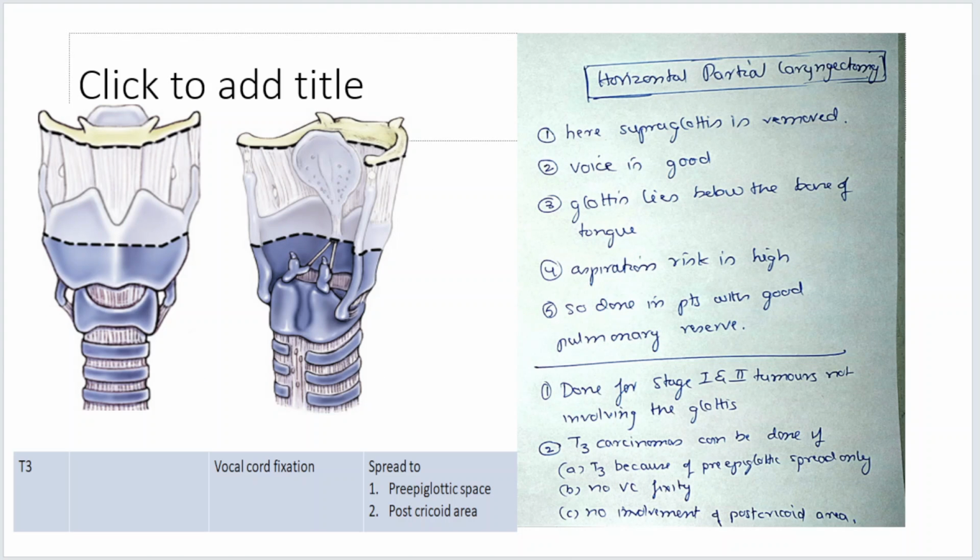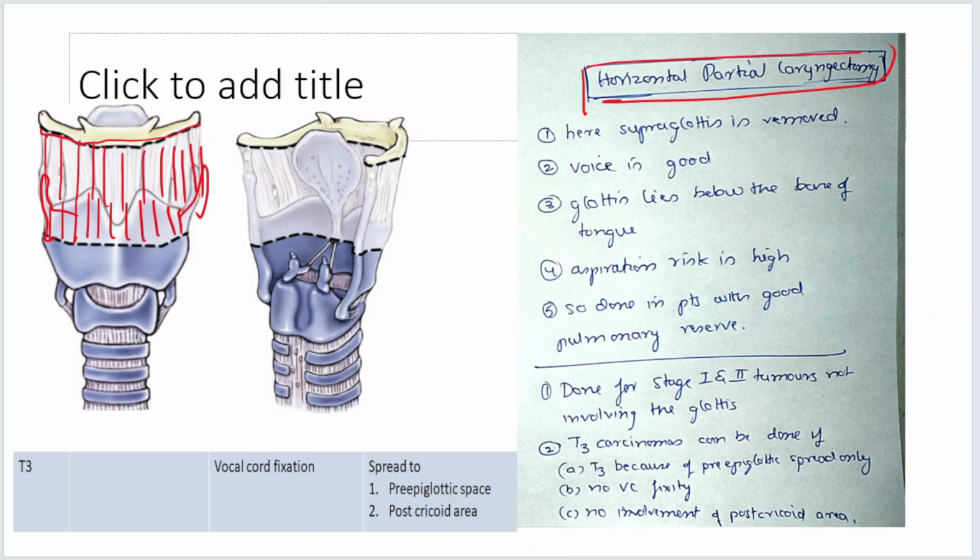Now coming to horizontal partial laryngectomy. This diagram is a beautiful diagram. So the upper half of the thyroid lamina is removed, along with the thyroid cornu. You are leaving the hyoid behind. Entire thyrohyoid membrane is also removed. Looking from the other side, the epiglottis with the pre-epiglottic space is removed. Pre-epiglottic space, paraglottic space, everything is removed. As I said, half of the thyroid lamina is removed. Thyrohyoid membrane is removed. Entire supraglottis is removed.